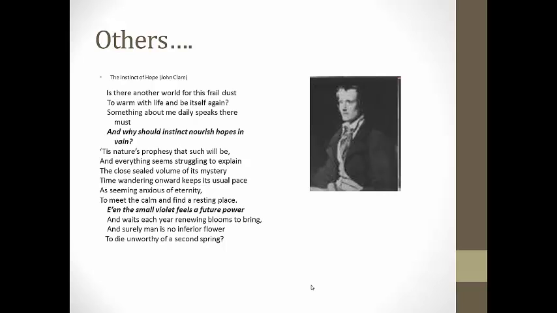And he goes through a couple more lines, and then he comes to the point. He says, even the small violet feels a future power, which is manifest in the fact that every year the violet blooms again. So his point is that if so insignificant an organism as a violet can feel a potential future even after it passes, then surely mankind is no inferior flower who would be denied some sort of place to go after this life is done.